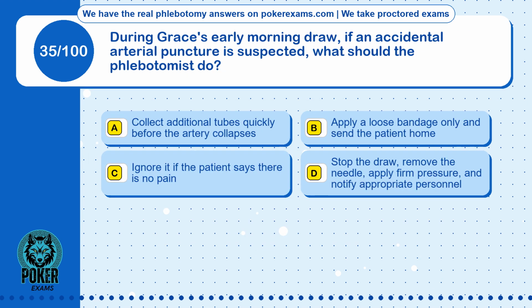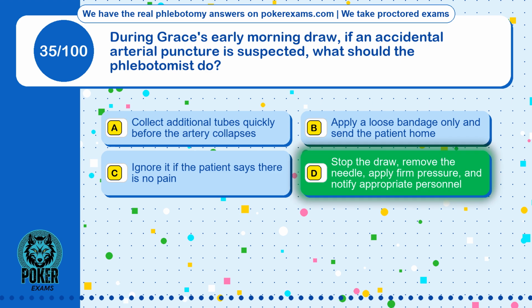Question 35. During Grace's early morning draw, if an accidental arterial puncture is suspected, what should the phlebotomist do? Option A. Collect additional tubes quickly before the artery collapses. Option B. Apply a loose bandage only and send the patient home. Option C. Ignore it if the patient says there is no pain. Option D. Stop the draw, remove the needle, apply firm pressure, and notify appropriate personnel. The correct answer is option D.